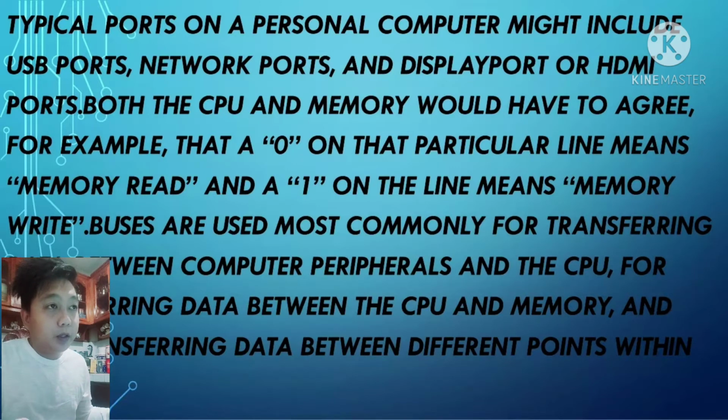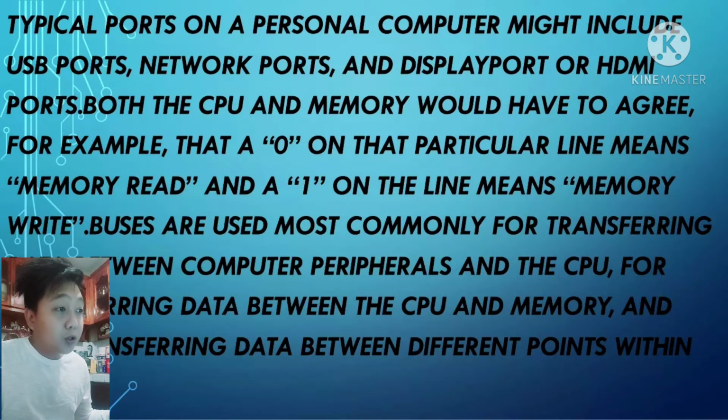Typical ports on a personal computer might include USB ports, network ports, and display port or HDMI ports. Both the CPU and memory would have to agree. For example, a 0 on that particular line might mean memory read, and a 1 on the line means memory write.